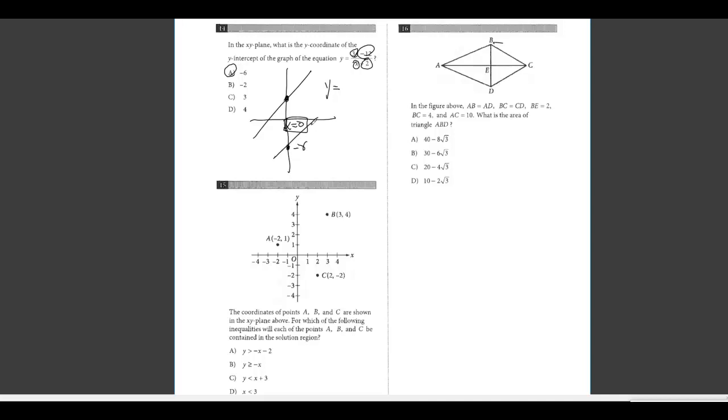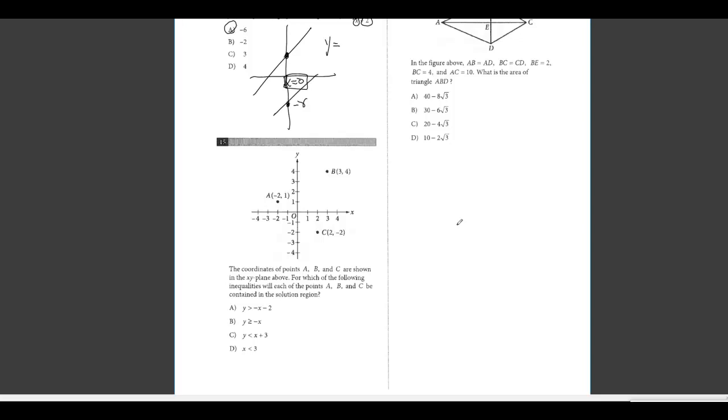Number 15, we have 3 points over there. Which of A, B, C is contained in the solution set? Let's check the first one: y is greater than negative x minus 2. The slope is negative 1, so the line passes through this point and looks like this. Equal means a solid line, and greater than means this side, so this point belongs to this area. That's the answer. We don't have to check the next 3.